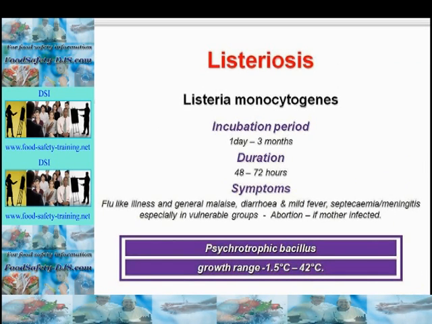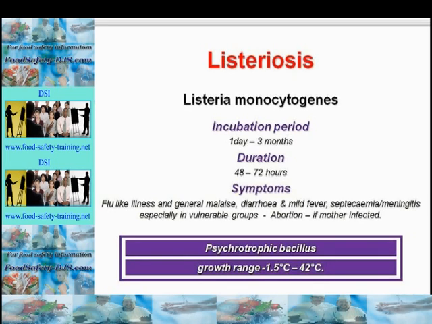Listeriosis is the name of the disease and is caused by the bacteria Listeria monocytogenes. The incubation period is 1 day to 3 months. Duration of the illness between 48 and 72 hours. Symptoms include a flu-like illness and general malaise, diarrhea and mild fever, septicemia, meningitis, especially in vulnerable groups, and abortion if the mother is affected.